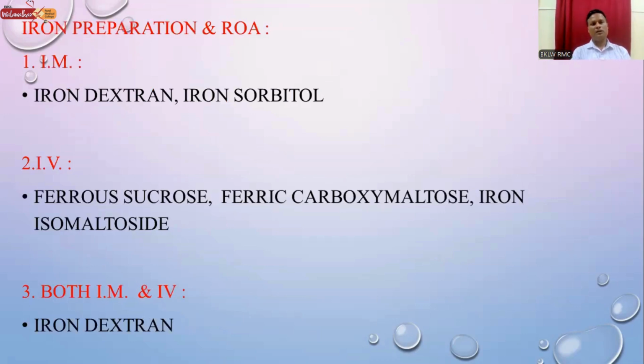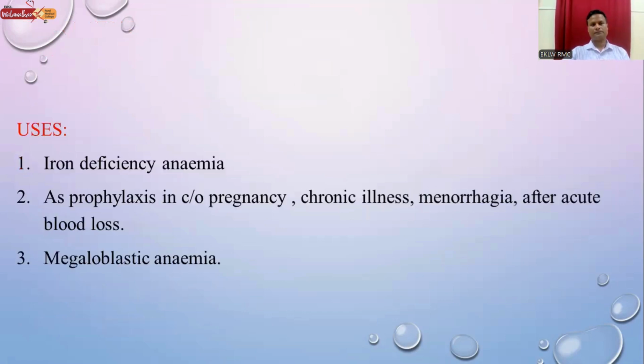Also, we have to remember these iron preparations and their route of administration. Intramuscularly, we can give iron dextran and iron sorbitol, while by intravenous route, we can give ferrous sucrose, ferric carboxymaltose, and iron isomaltoside. And iron dextran can be given by both intramuscular as well as intravenous route.